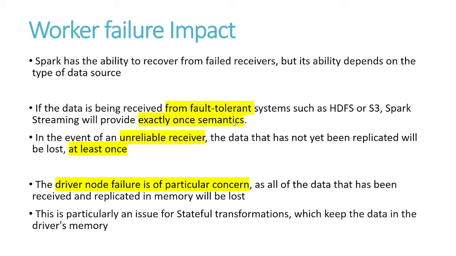But if it is an unreliable receiver, there are two kinds of receiver, reliable and unreliable. Reliable is wherein you get the notification once you replicate the data to the nodes, or you do some processing on the nodes. With an unreliable receiver you don't get the message, and in that case you get at least once, where the data has been replicated but you don't get the notification, so it may be lost.